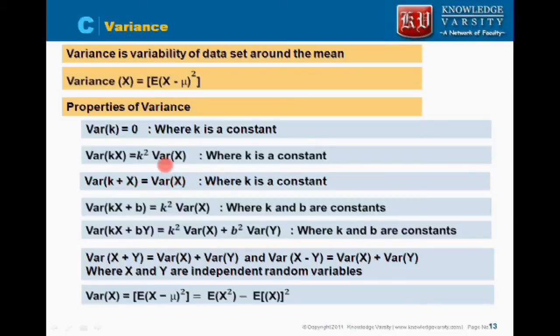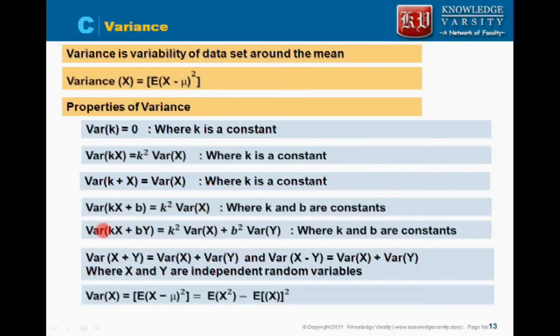Okay, now if you are finding the variance of a random variable multiplied by a constant plus a constant, we can first make this variance of kx, because in kx plus b, the variance of b will go as 0. So it becomes variance of kx. Variance of kx will become k square variance of x. So this is k square variance of x.